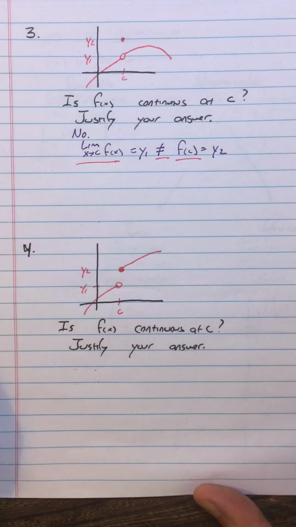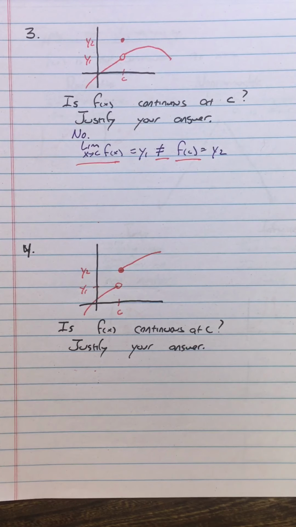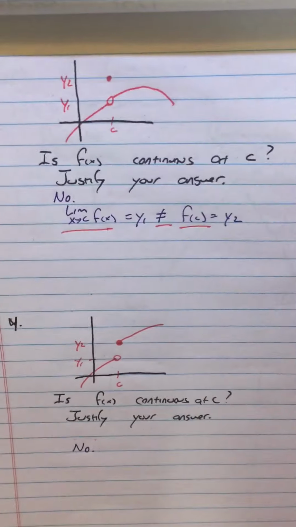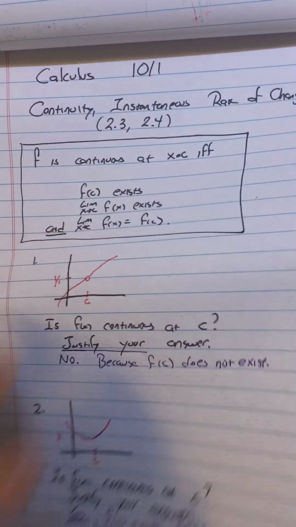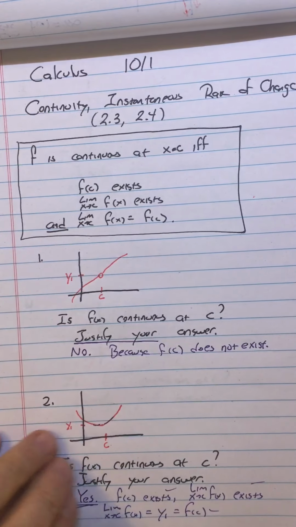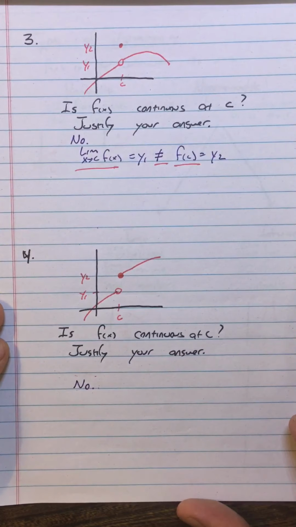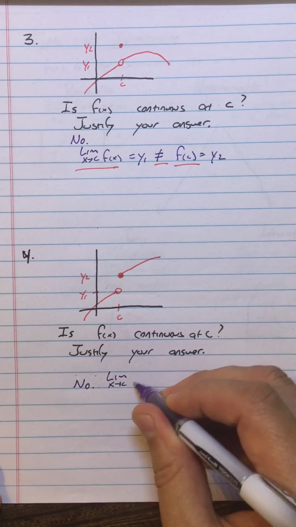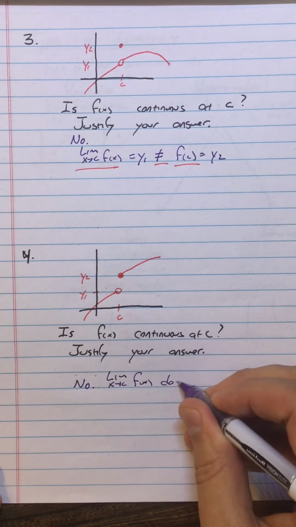All right, number 4. Is this function continuous? What did you say? Well, I hope you said no. And what's the reason this time? Of these three things that we have, which one of these three things is not true? Well, the limit doesn't exist at c. All right, and again, we don't have to justify that if we're justifying a continuity statement. No, because the limit as x approaches c of f of x does not exist.